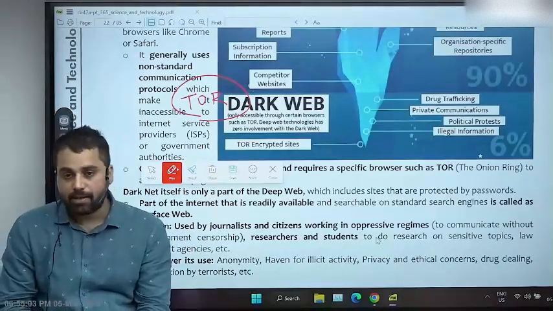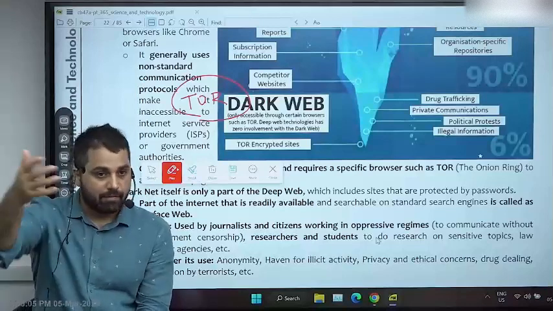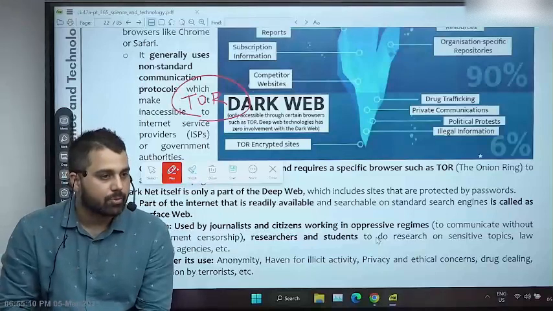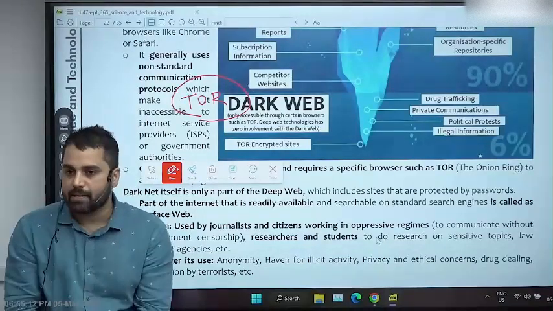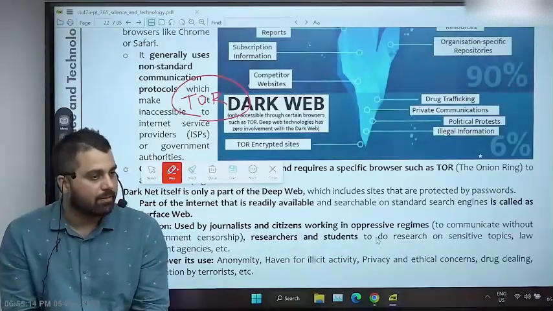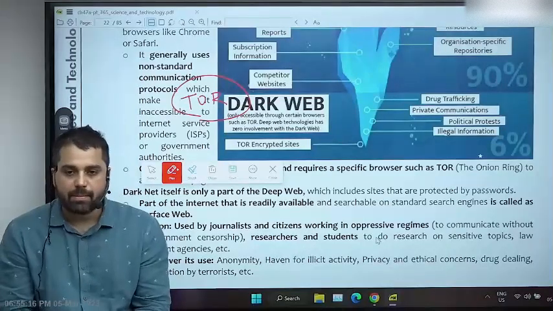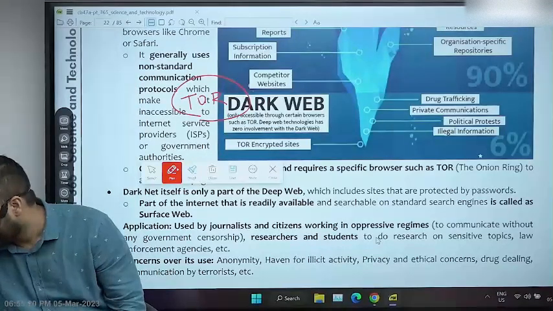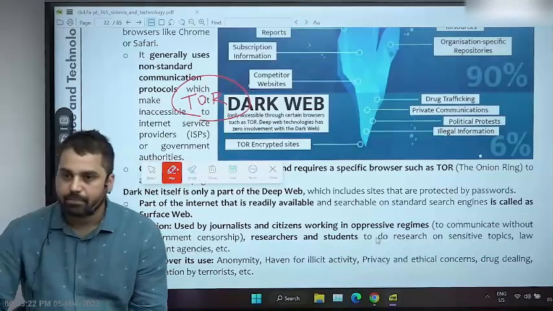So unless you have the confession by the criminal himself, or you have proper concrete evidence that they are guilty of a particular crime, it is going to be very challenging to prove their guilt. So dark web is hub of a lot of criminal activity. How will you block it?